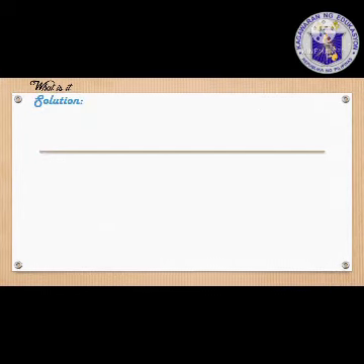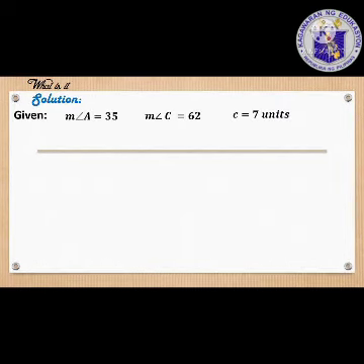Let us start solving. Let us identify the given. Measure of angle A equals 35, measure of angle C equals 62, and side C equals 7 units. This is the AAS case. It is easy to find angle B. Use the definition of triangle: the sum of the three angles of a triangle is 180.